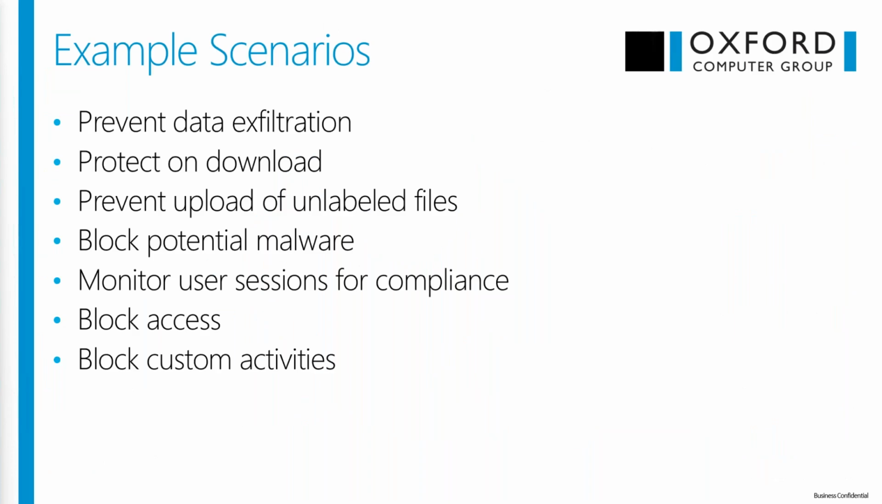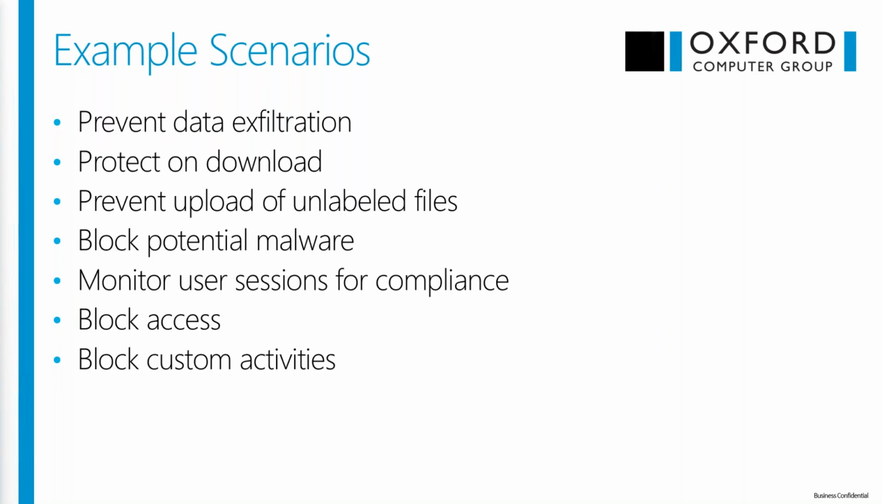Some example scenarios: preventing data exfiltration, right? Blocking that download, cut, copy, and printing of sensitive documents on unmanaged devices. Applying protection on download, right? So instead of blocking, you have a policy that says if you download this document, an information protection label must be applied to it that is highly confidential because of the type of data that was found in it.